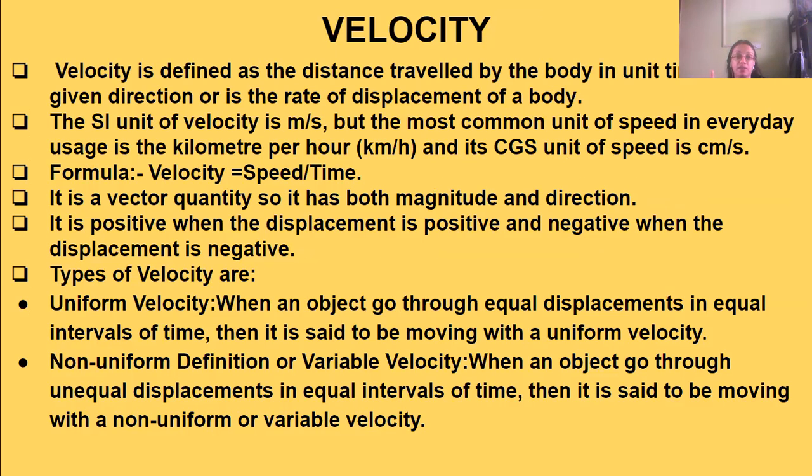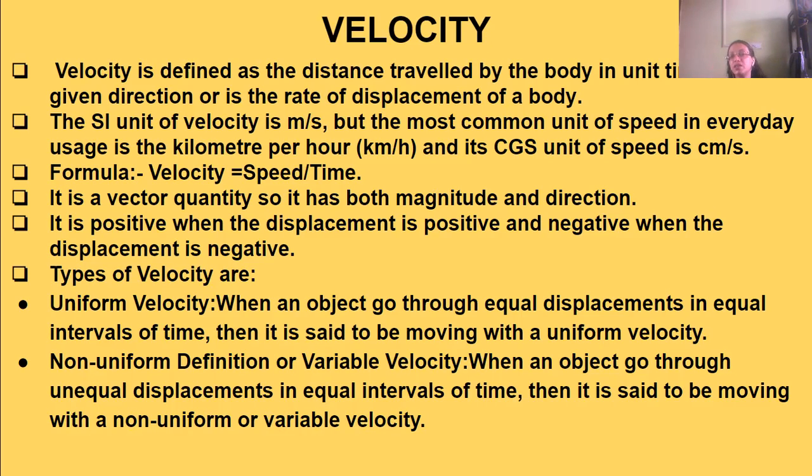The direction must be there. Otherwise, it will only be speed, not velocity. Velocity means you need to mention the direction. Or you can say the rate of displacement of a body in unit time is known as velocity. Now, the SI unit is again meter per second, like that of speed, but the most common unit which we follow every day is kilometer per hour, and the CGS unit is centimeter per second. But again, you have to mention the direction of the moving object.